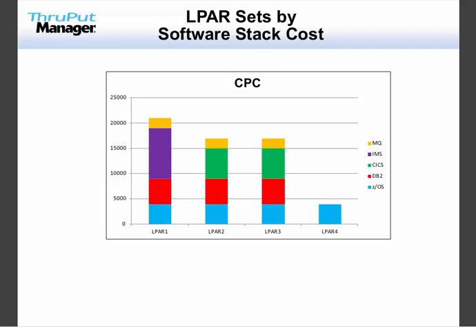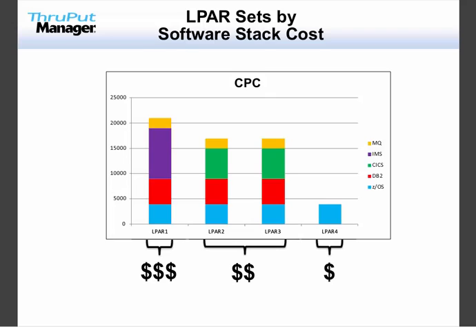Here we see an installation with several LPARs and a very typical list of major software products: MQ series, IMS, CICS, DB2, and of course z/OS itself. As is very common, not all products run on every LPAR, a strategy that on its own saves software charges.